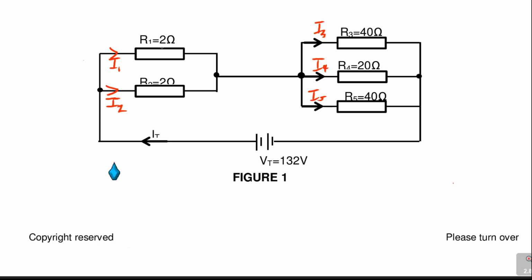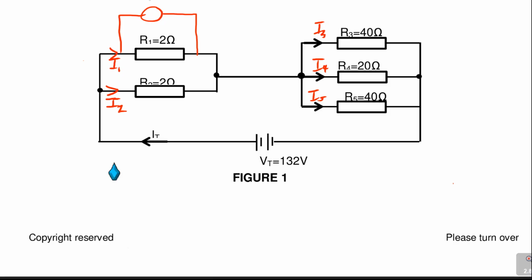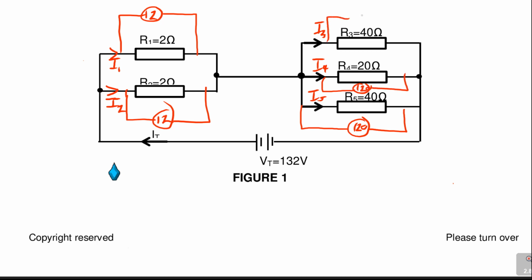But guess what? I know the voltage here. What is the voltage here? We just found it is 12 volts here, and the other one is 120. So here it's 12. Even here, I know the voltage: it's 12. See how easy. Even here, I know the voltage: 120. Even on this one, 120. Then from there I can find all the current.